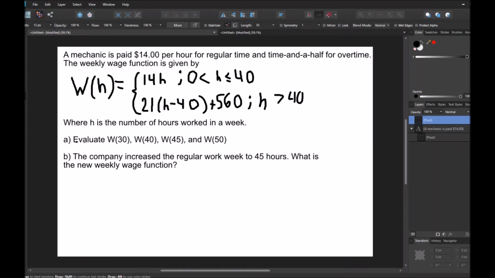And in part A, they ask us to evaluate W of 30, meaning the mechanic worked 30 hours per week, W of 40, W of 45, and W of 50. And then in part B, they say the company increased the regular work week to 45 hours, and they're asking us what the new weekly wage function is. So let's go ahead and take care of part A first.